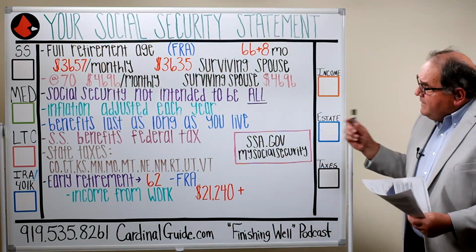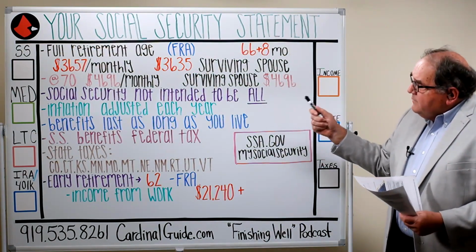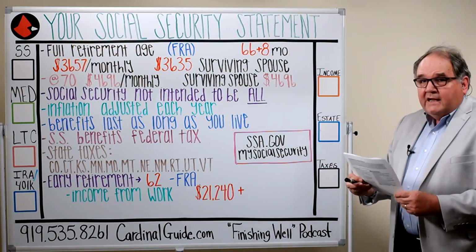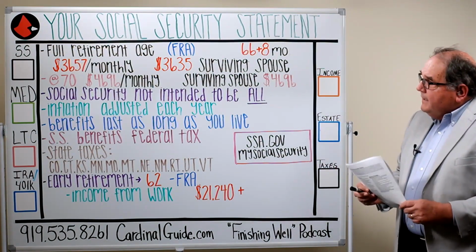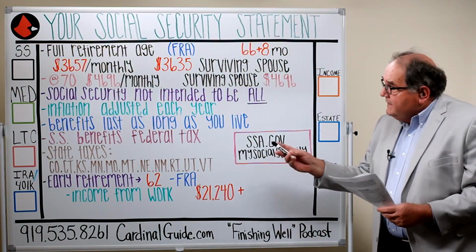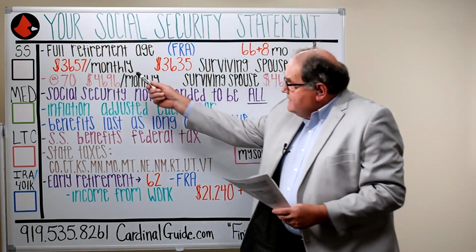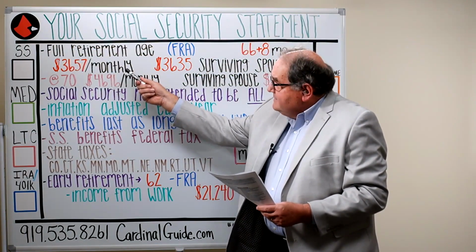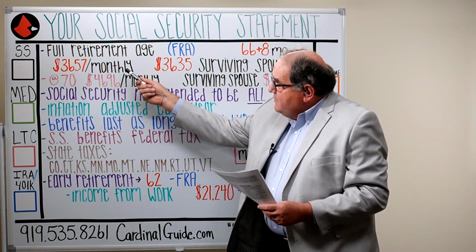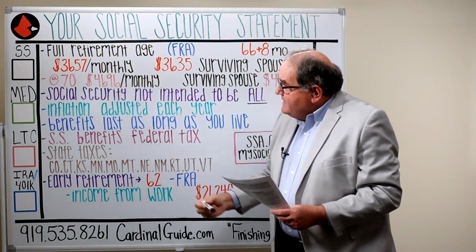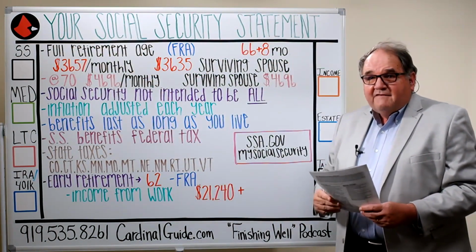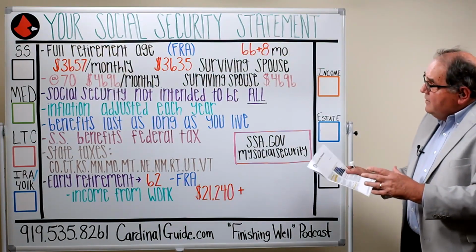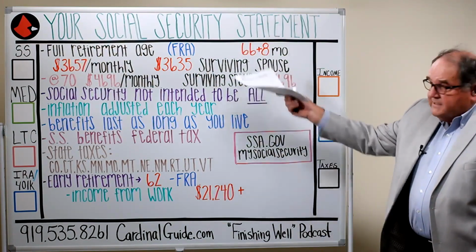So the first point that we're going to make today you can pull right off of this sheet, and I want to go to Tom to talk about it. In this case study, this gentleman is going to have his Social Security at 66 and 8 months, which is about a year and a half for him. It's going to be $3,657 a month. So I'd like to bring Tom on, and I'd like Tom to go through the show notes and go over this first section.